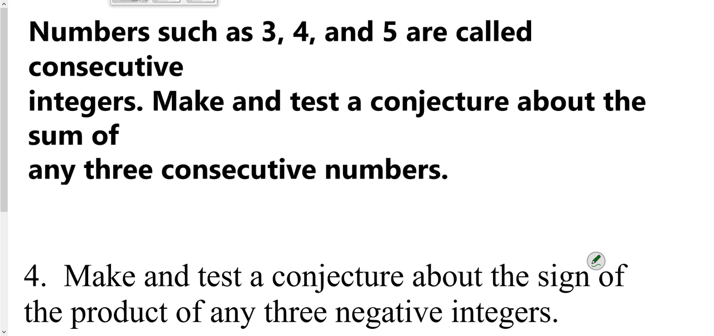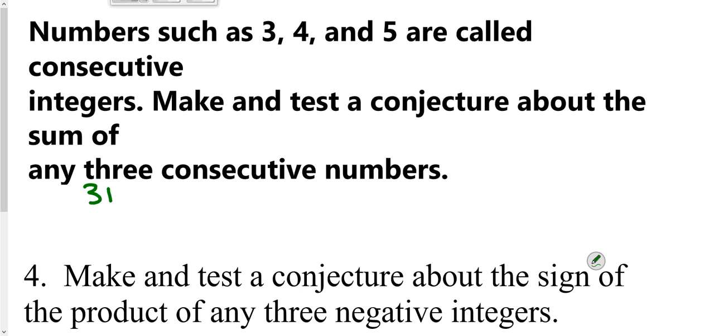All right, next, we have numbers such as 3, 4, and 5 are called consecutive integers. So any number that is next to another number is consecutive. So 3, 4, and 5 are all consecutive integers. We need to make and test a conjecture about the sum of any 3 consecutive numbers. So we're going to make and test a conjecture. So let's look at 3, 4, and 5.